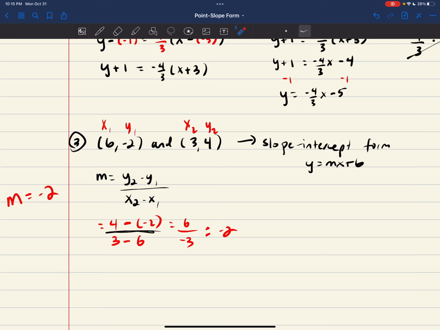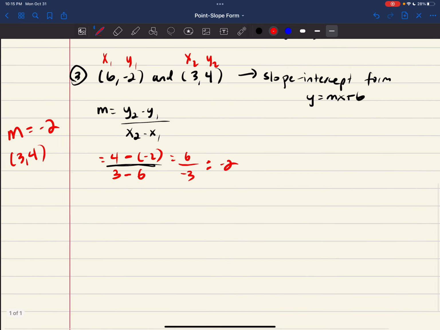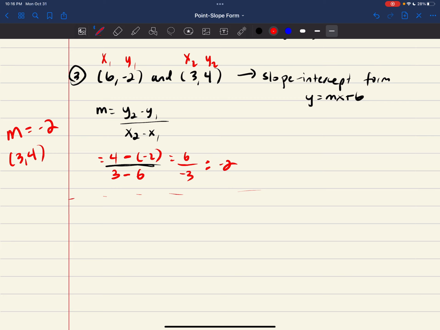What I want to go ahead and use, I'm going to go ahead and use this point here, because why not? It doesn't matter which point you use. You're still going to get the same answer if you choose this point here. So my point is going to be (3, 4). Okay? So let's go ahead and use the point-slope formula, point-slope form equation, because I have a what? A point and a slope.